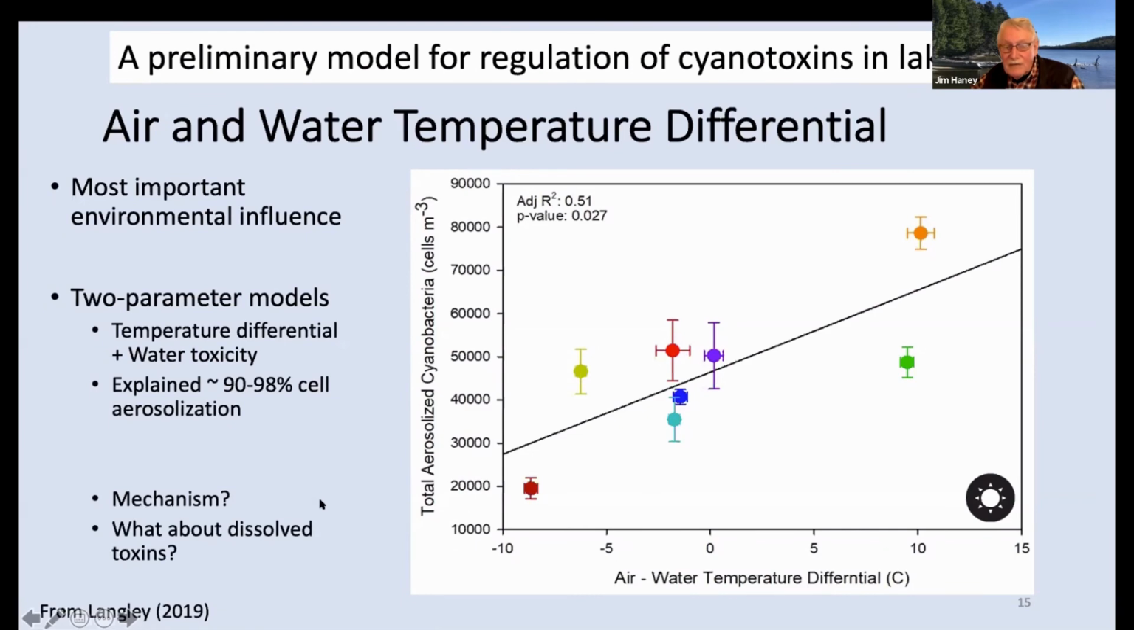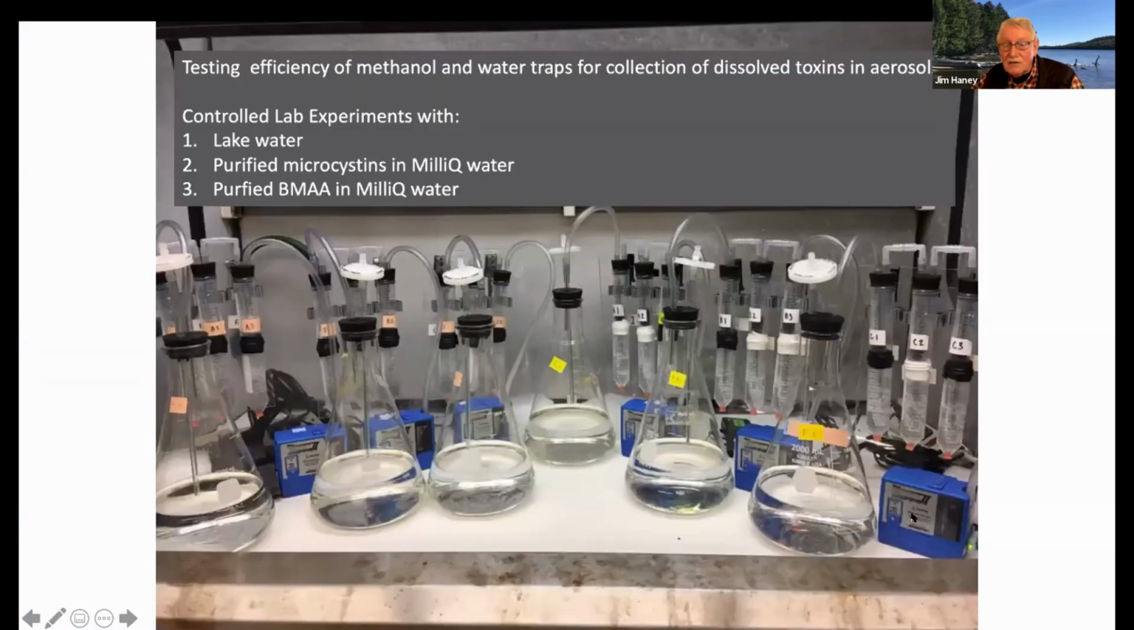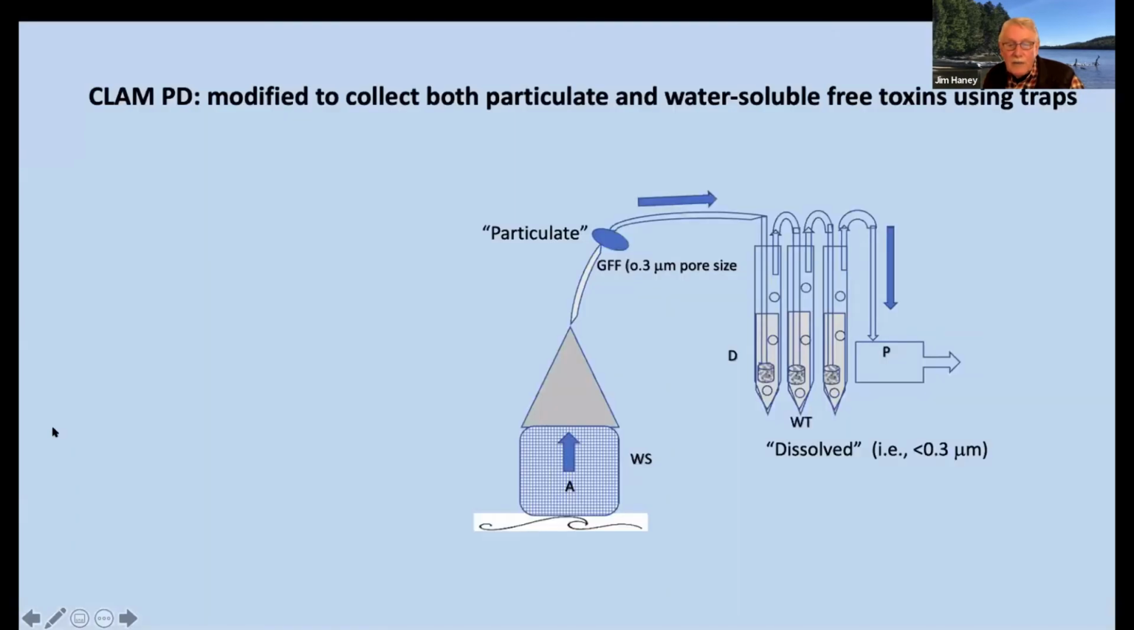But what about the mechanisms? And so we set out to determine whether we also have more dissolved than we've been measuring. So we set up in the lab and measured with purified microcystins and purified BMAA in water, and measured then what happens if you run them through water traps. And so we came up with a new CLAM that measures both particulate and also dissolved toxins.